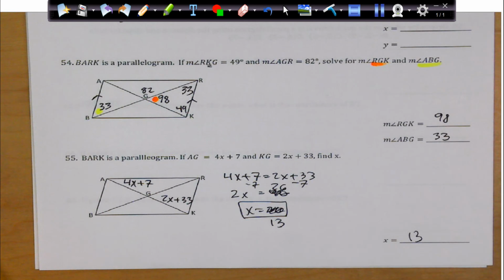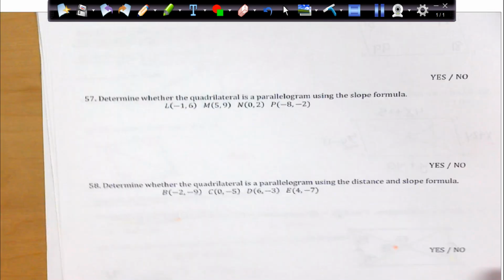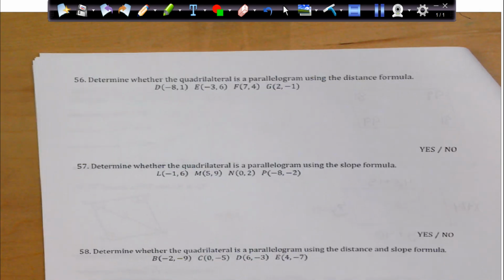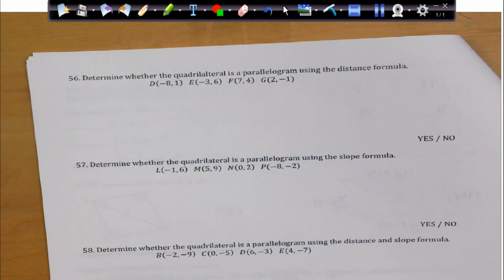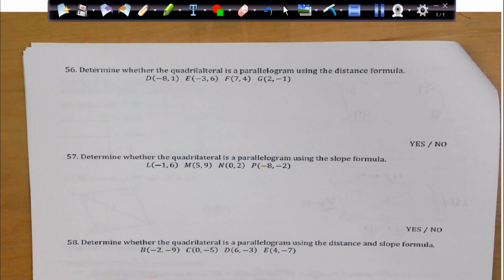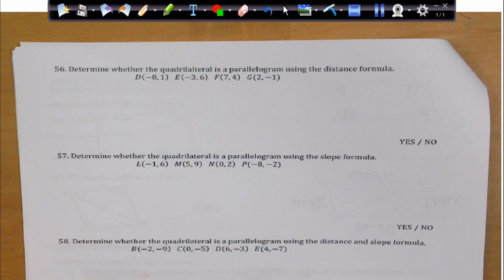Okay, let's move on to 56. Okay, so 56, 57, and 58 are pretty long problems here. So let's go ahead and just show you the quick way or quick answers to these because you won't have to do this quite on the test.